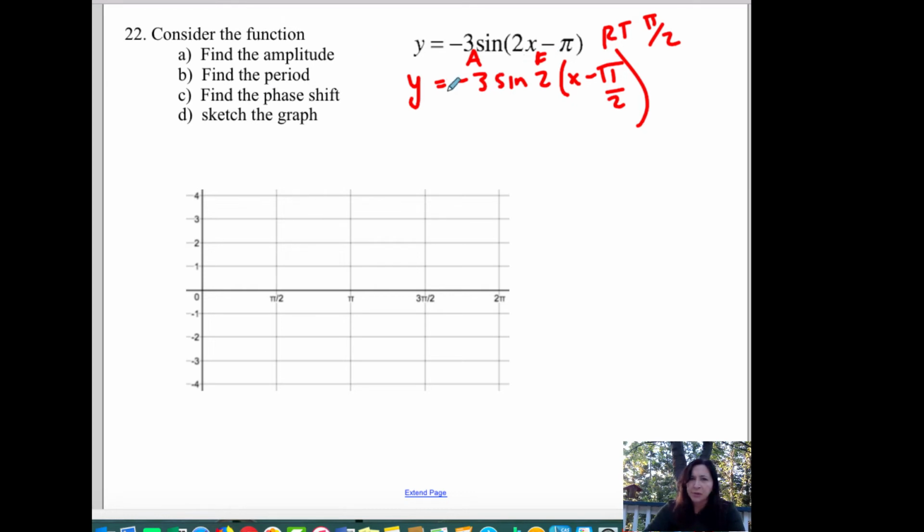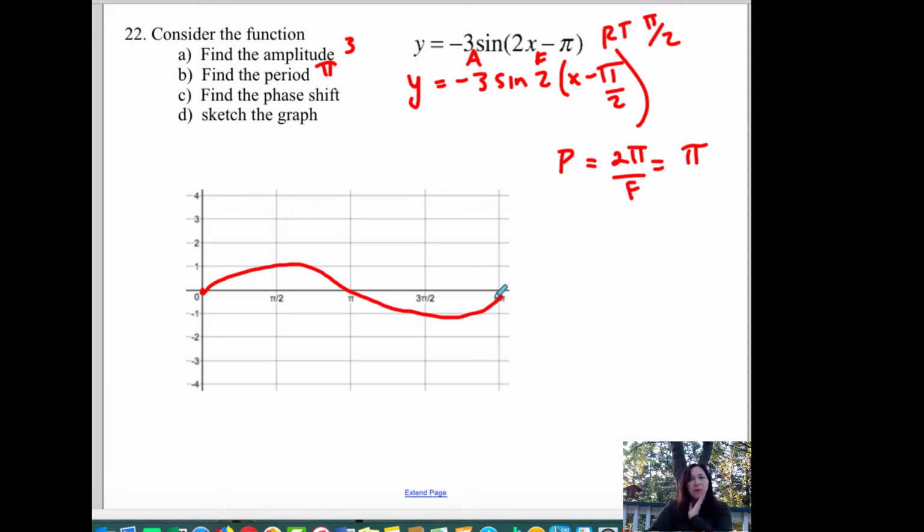So my amplitude is 3. My period is equal to 2 pi over my frequency, and my frequency is 2, so therefore 2 pi divided by 2 is just pi. So my period's pi. Horizontal shift, right, pi over 2, and sketching the graph. Sine starts at 0, goes up, comes down, and ends at 0. This is my parent function.